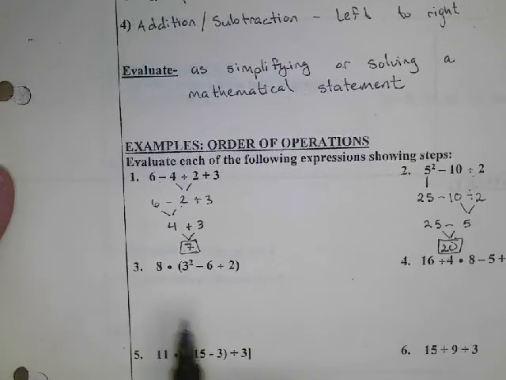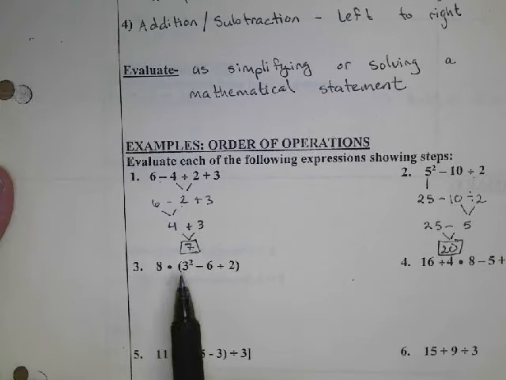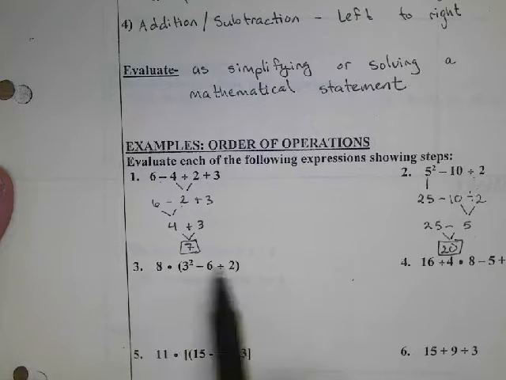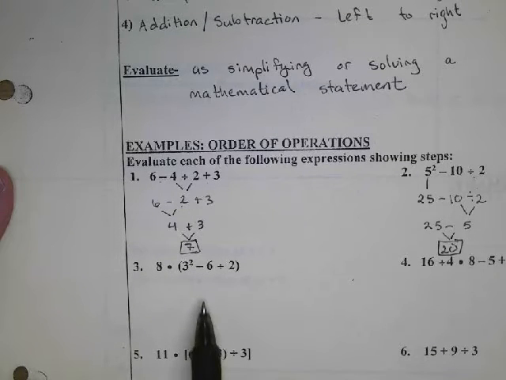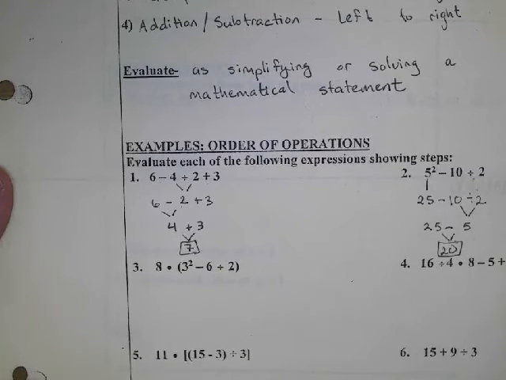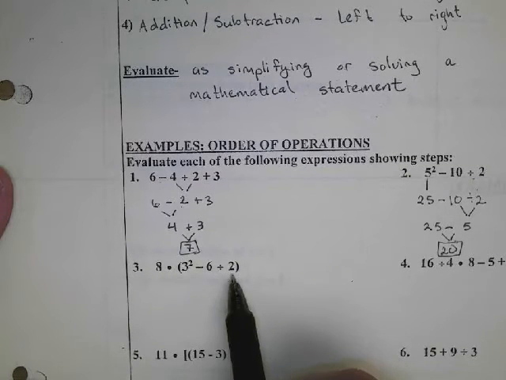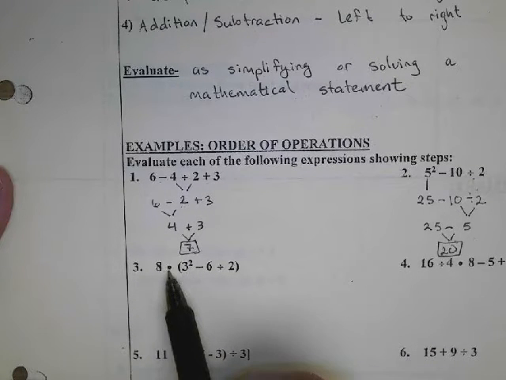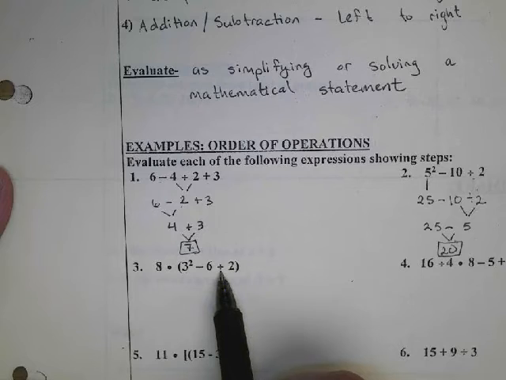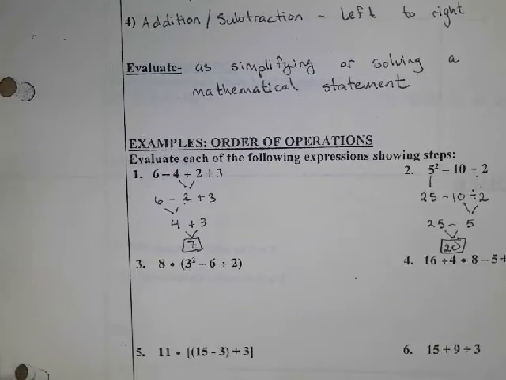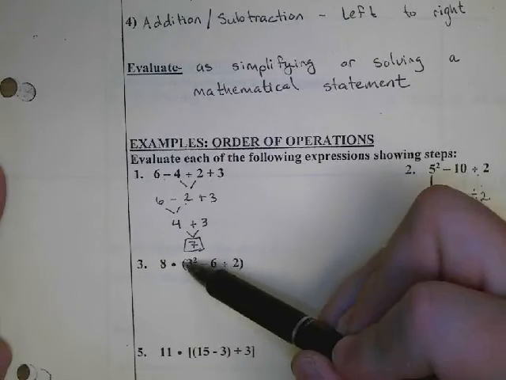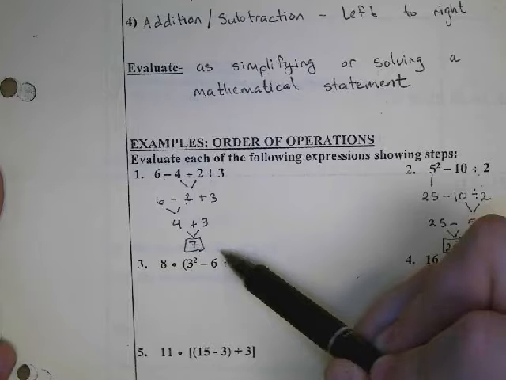Next, we're going to look at our number 3. And this one looks like it has a little bit of everything. I see parentheses, I see exponents, I see multiplication, subtraction, and division. So the first thing we're going to do is look at our parentheses. But there's a lot of stuff going on in the parentheses.